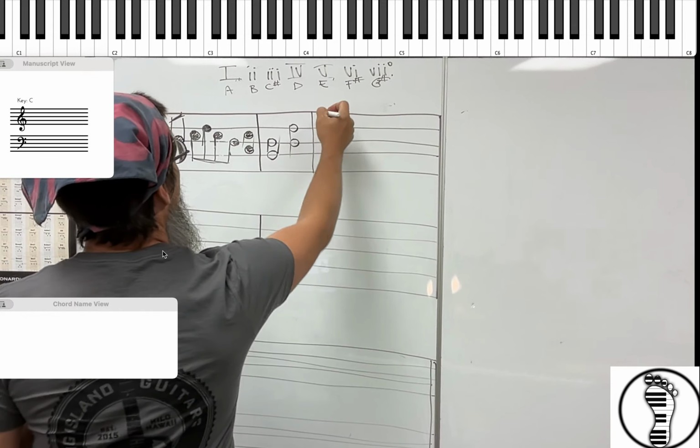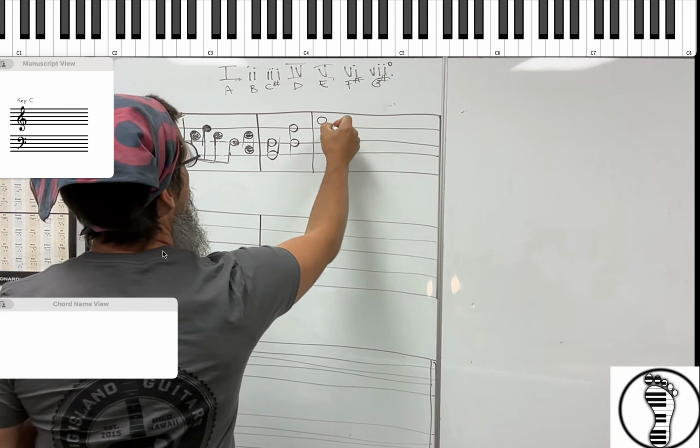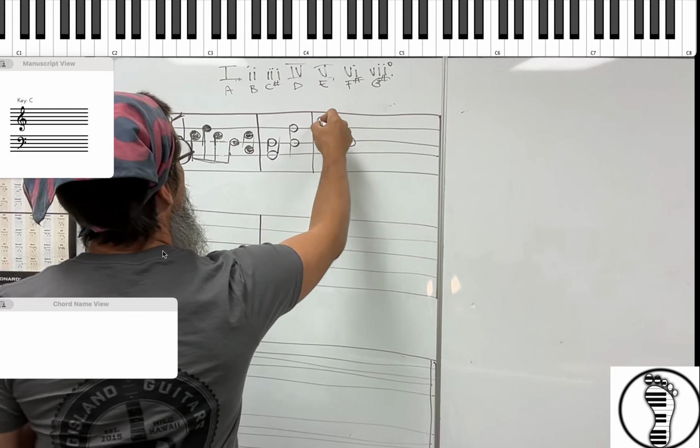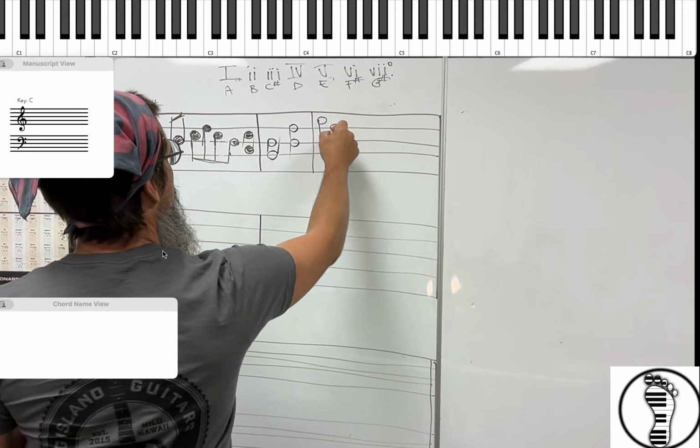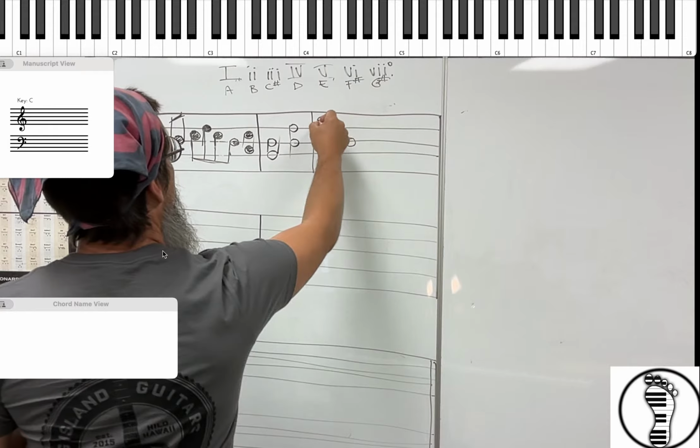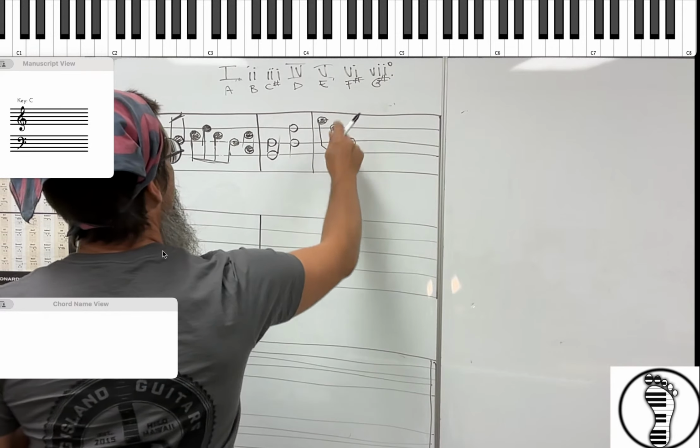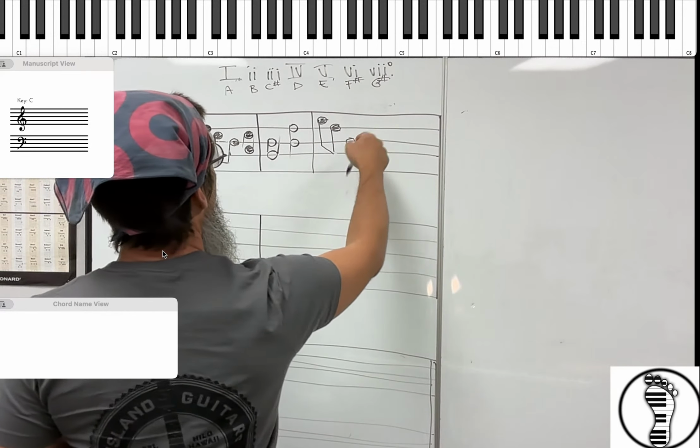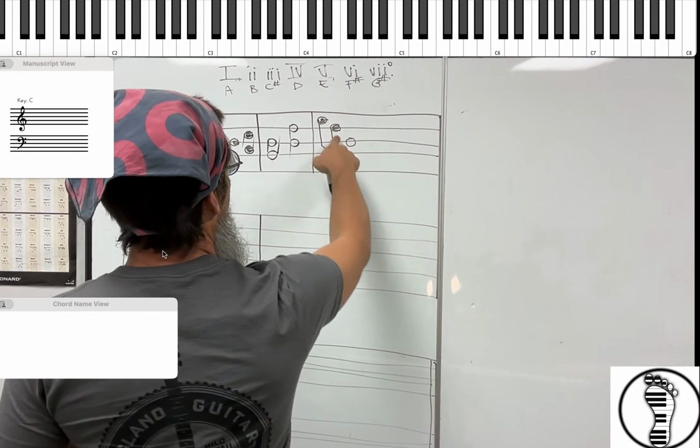E, D, C sharp. Since these are above the B, we're going to throw them down here. And we're going to be holding this out for 3 beats. 1 and 2.